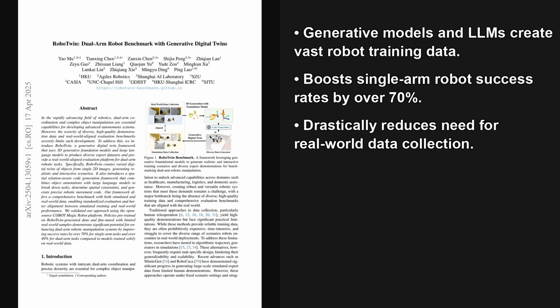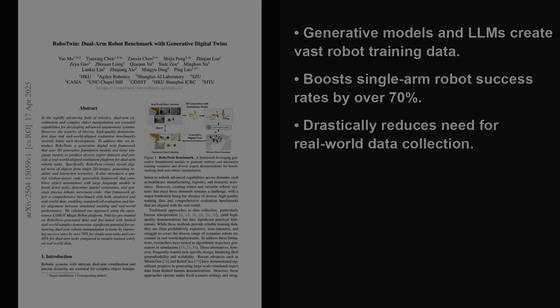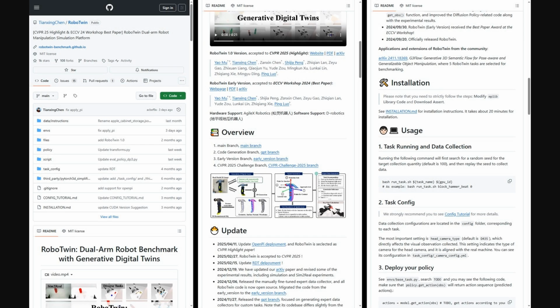The results are pretty staggering. Robots trained on this data saw success rates jump by over 70% for single-arm tasks and over 40% for dual-arm tasks. And for those of you who want to try this out yourselves, the authors have released the entire RoboTwin simulation platform on GitHub. It includes data collection scripts, task configurations, and the baseline policies they use for comparison, like diffusion policy and RDT. A policy, by the way, is the strategy the robot uses to decide its next move based on what it sees.